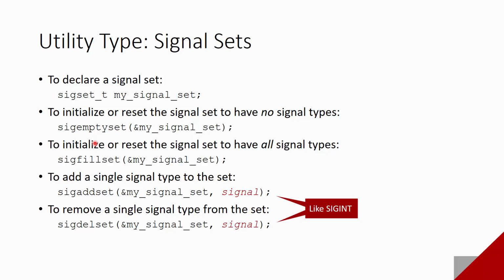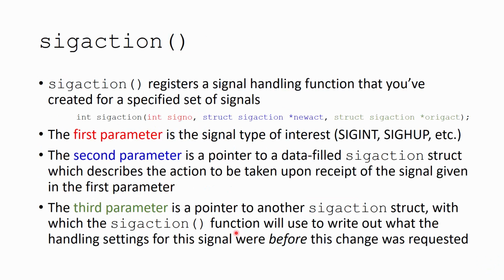To initialize or reset it such that the set contains all signal types, you use sigfillset. To add a specific single signal type, you'd use sigaddset. You give it the address of your variable and then the signal number you're trying to register. To remove one, it's the same thing. You use sigdelset, and you give it the signal that you want removed from that set, like SIGINT. So how do we actually use these signal sets?